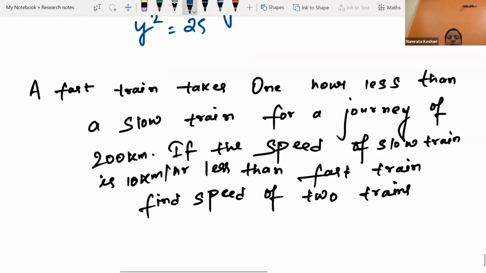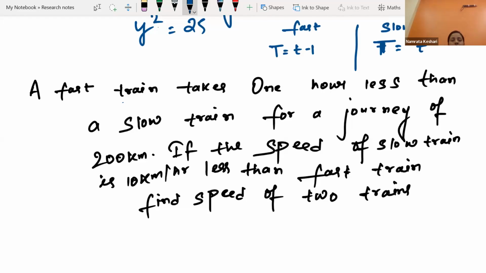Okay, let's see what to do. So a fast train takes 1 hour less than a slow train. Two situations are there, one is for the fast train, another is for the slow train. Are you getting it? So if the slow train is taking time t, then the fast train is taking 1 hour less. Getting it? Yes, ma'am.